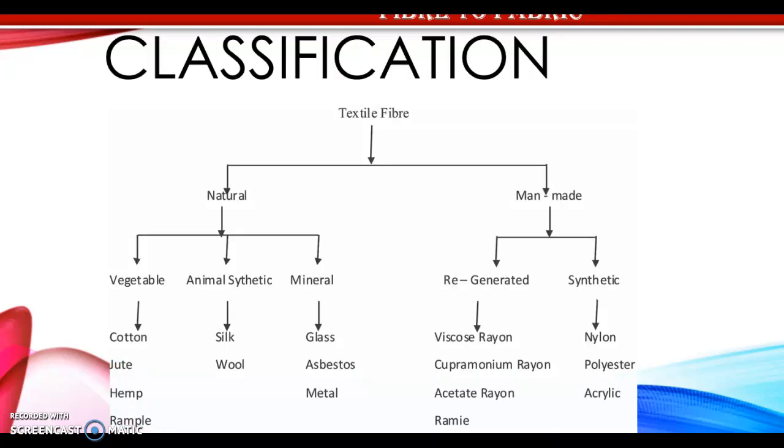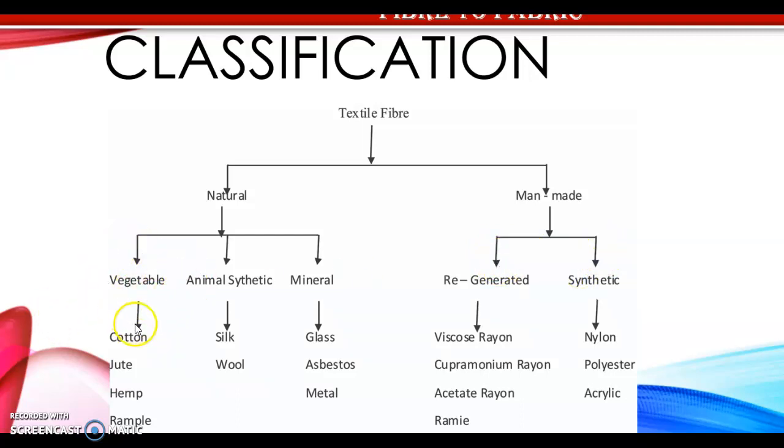Here I have listed various types of textile fibers. See, the main classification is natural and man-made fibers. Natural fiber is again classified into three types: vegetable, animal and mineral fibers. Man-made fibers are classified into two types: regenerated fiber and synthetic fiber.